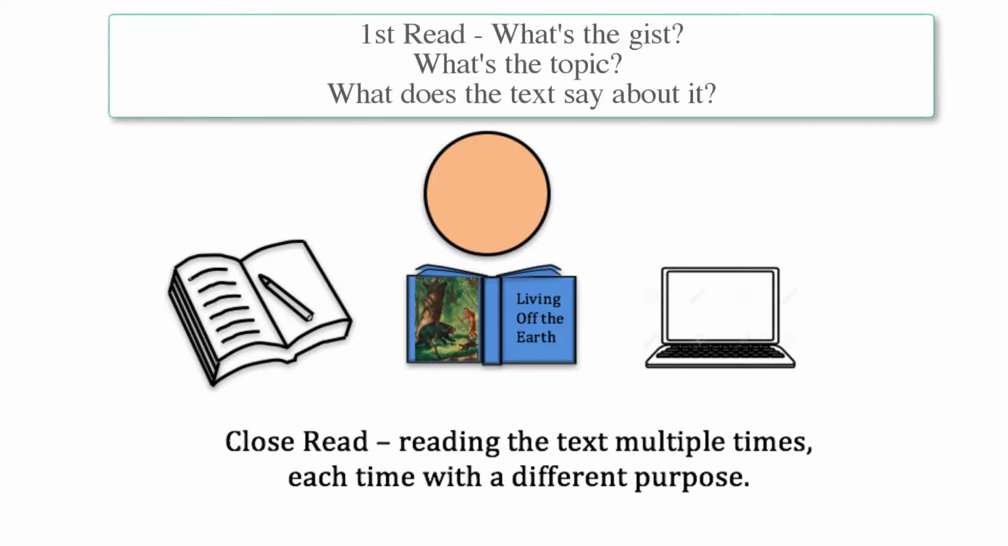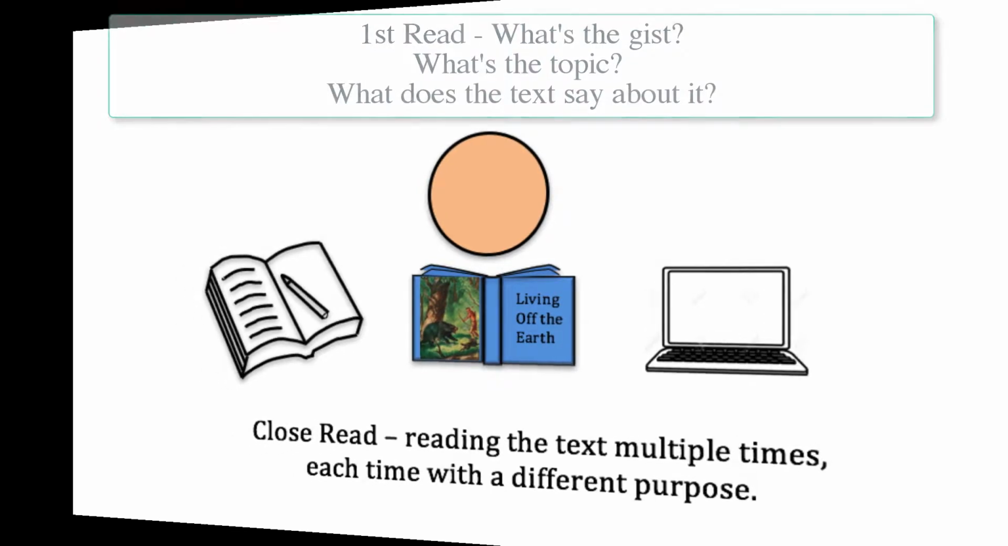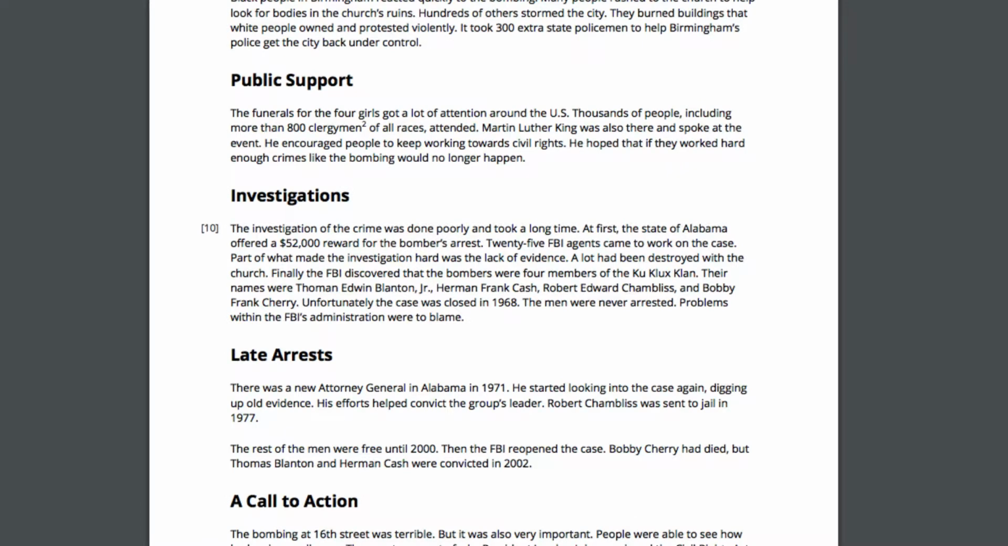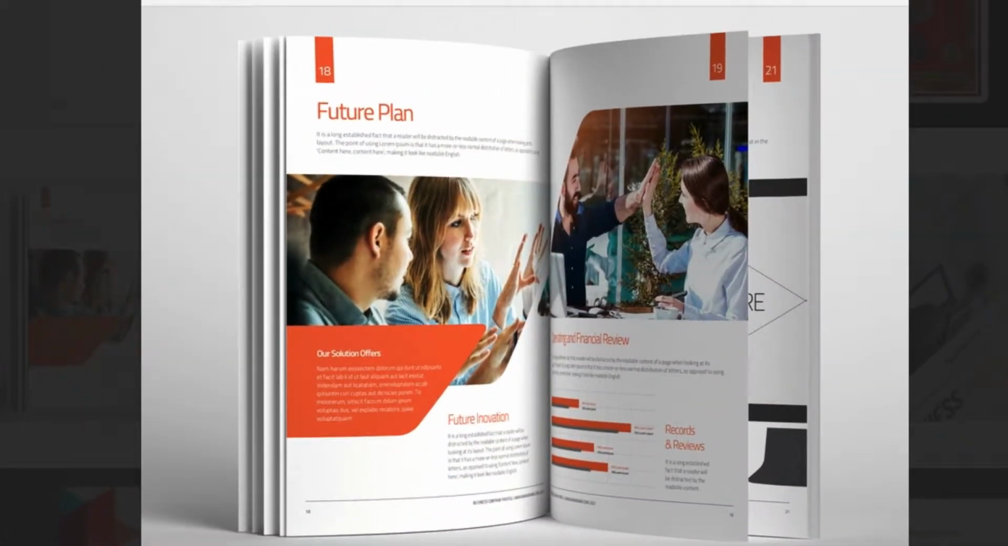The purpose for this first read is to get an overall understanding of the text. What's the gist? What's the topic? And what does the text say about the topic? Before reading, glance at the bolded words. The author thinks these words are important to support the understanding of the text. Look for subheadings. They usually organize the text and identify supporting big ideas. Examine any graphic elements, charts, photographs, maps.